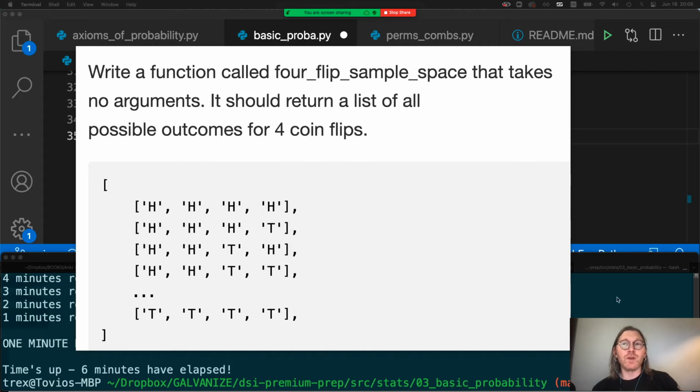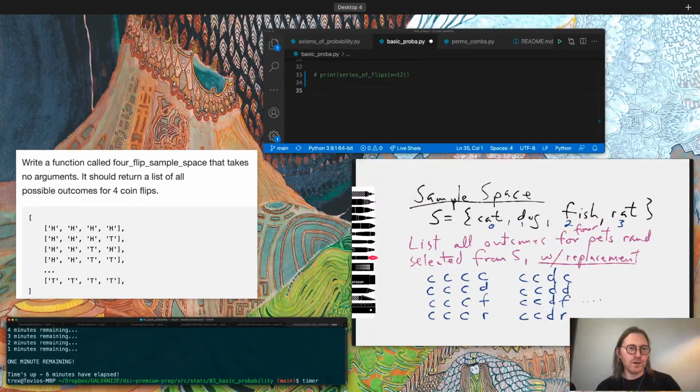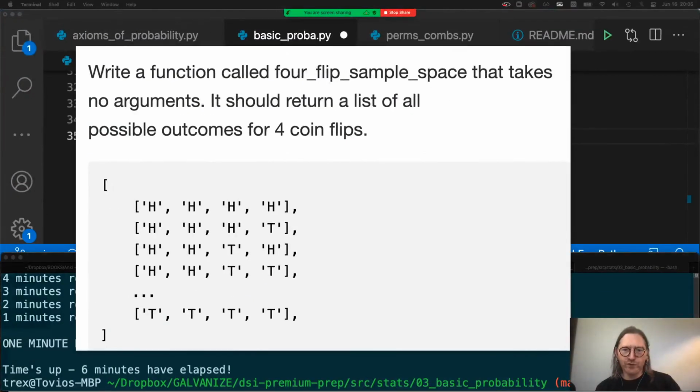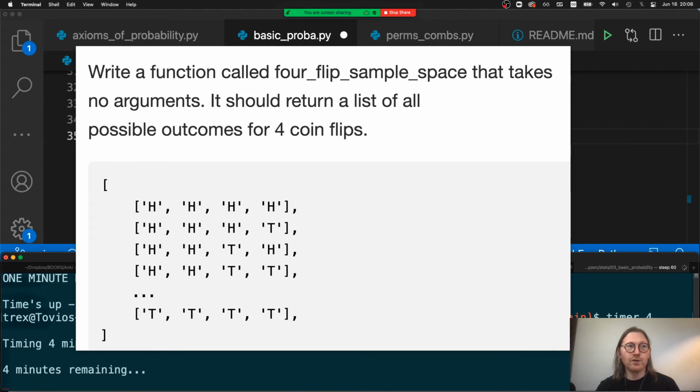So I'm going to put 4 minutes on the timer. If you need a reference point for how to write this, you can go back and look at the code where we traversed and did the pet outcomes if you need a hint as to how to do this. So I'll go ahead and set 4 minutes and go ahead and try to solve this.